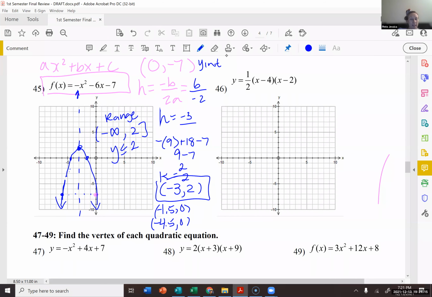And then for the increasing and decreasing interval, going from -infinity until, what number is this? -3, and then -3 to positive infinity. So we're going up and then we're going down. So it increases from -infinity until -3, decreases from -3 to infinity.